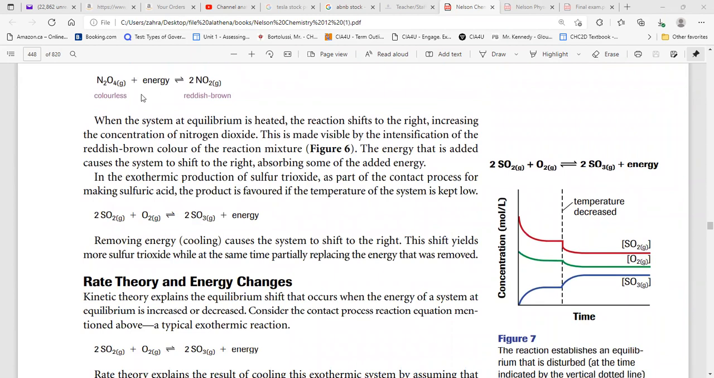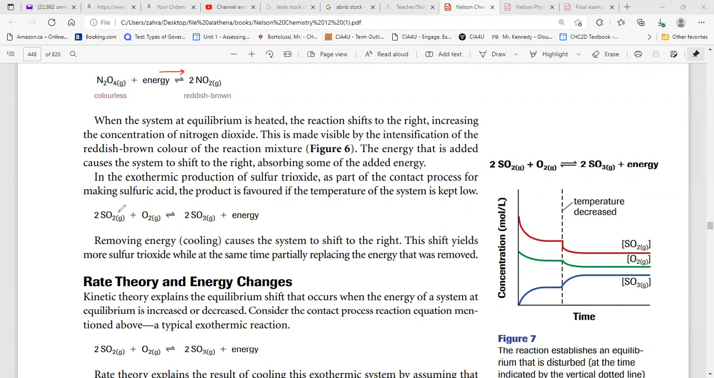If I increase the temperature, what's going to happen, do you think? Increasing the temperature, the system needs to oppose what I did. I increase the temperature, so this needs to go in a direction that consumes the heat or decreases it. So if you go forward, energy will be absorbed, which means it will cool down the system.